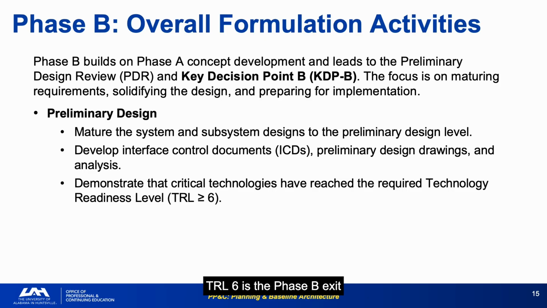TRL6 is the Phase B exit requirement for critical technologies. You must be able to demonstrate prototype performance in a relevant environment before you commit to cutting metal. Phase B is where the PP&C baseline becomes real. The JCL, the IBR, and the integrated cost and schedule baseline must all be in place before KDPB, and they form the foundation of the agency baseline commitment.